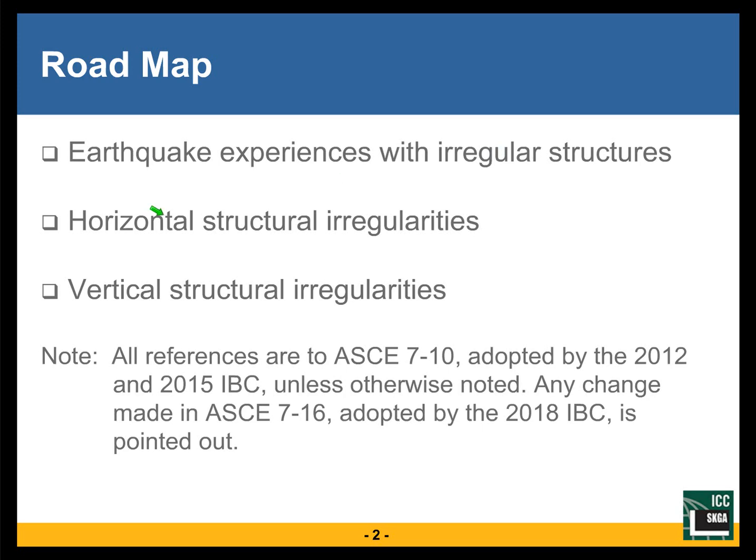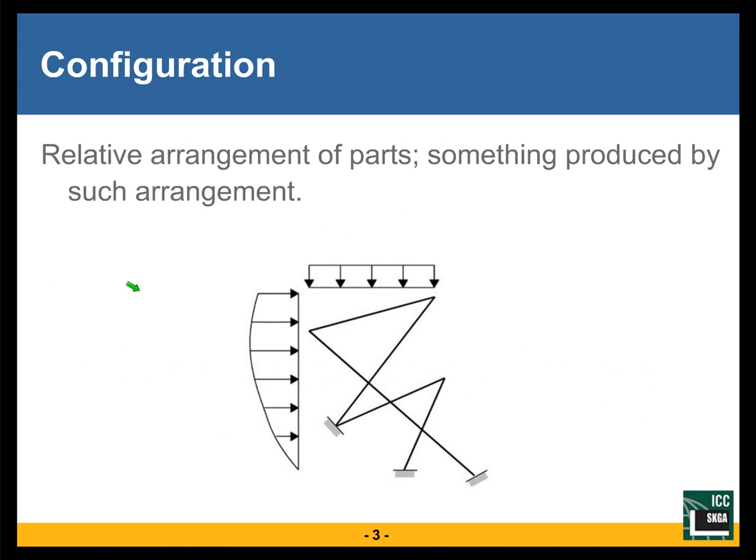Then we will talk about horizontal structural irregularities that are in ASCE 7 and how we deal with them in design, followed by a discussion of vertical structural irregularities and again how we deal with those in design by ASCE 7. Now, in this discussion of irregularities, the term that will keep on coming back is configuration or structural configuration.